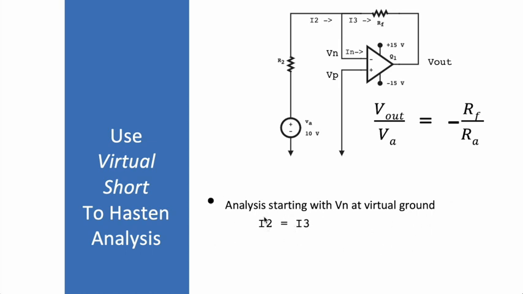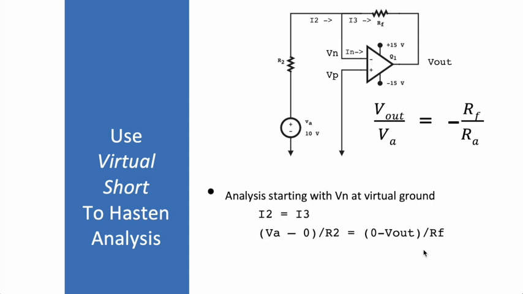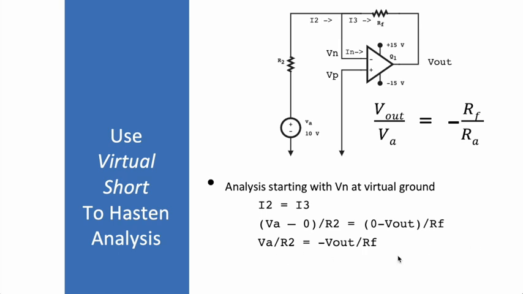We can illustrate that right here. Starting out with Vn assumed to be at virtual ground, we have I2 equal to I3 due to the high input resistance. Using nodal analysis techniques, now with the virtual ground also, we have Va minus 0 over R2 and 0 minus V out over Rf. Simplifying that, rearranging, and we get the same relationship as before. We didn't have to worry about taking that limit in this case. And this is the way op-amp circuits are generally analyzed using the virtual short concept.